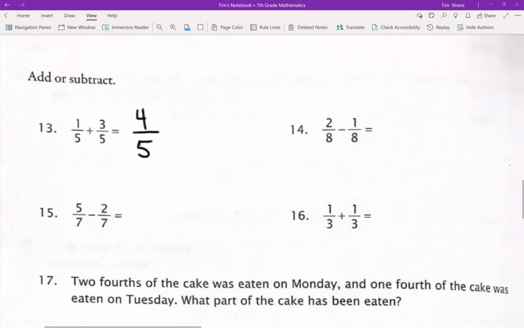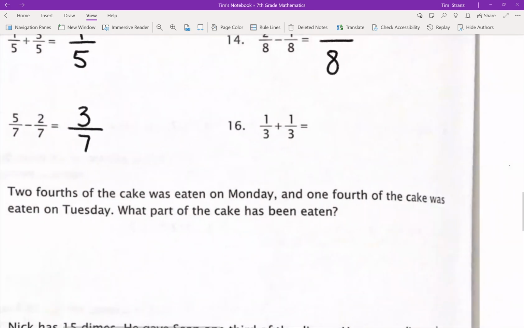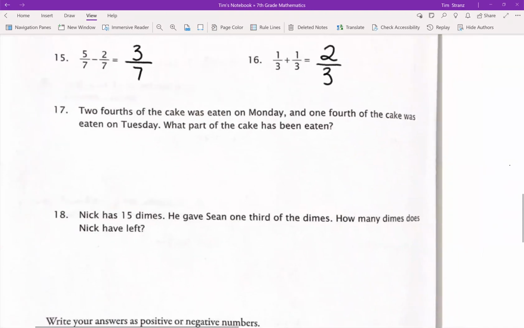Okay, number 14, we have 2 over 8 minus 1 over 8. Again, the denominators are already the same, so we don't need to do anything. So 2 minus 1 is going to be 1. Keep the denominator as an 8. Okay, number 15, 5 minus 2 is going to be 3. The denominators are already 7, so we're good there, 3 sevens. And then last one, 1 plus 1 is 2. Denominators are already 3, so you don't have to change that. 2/3.